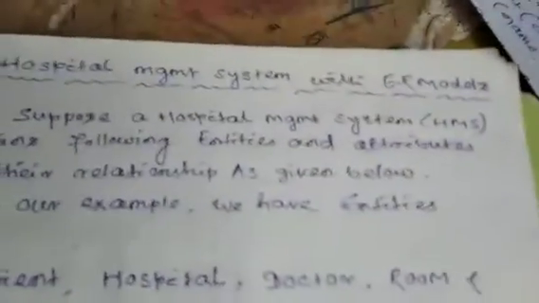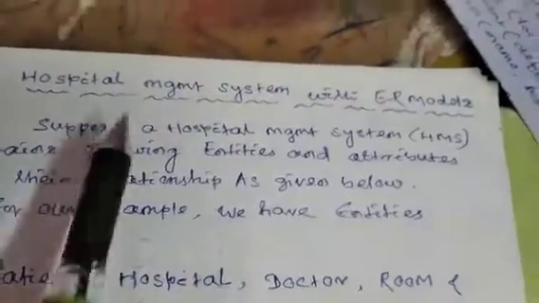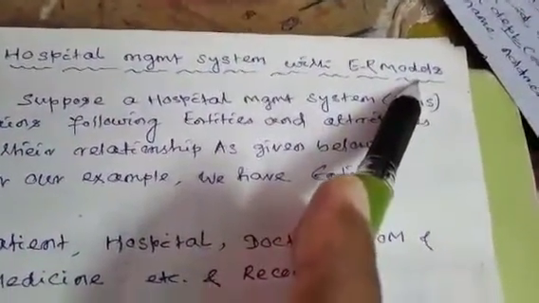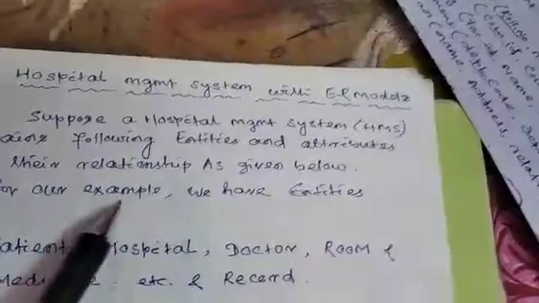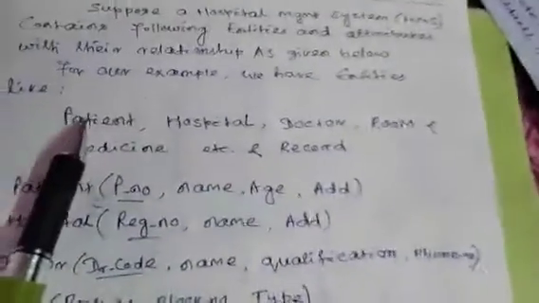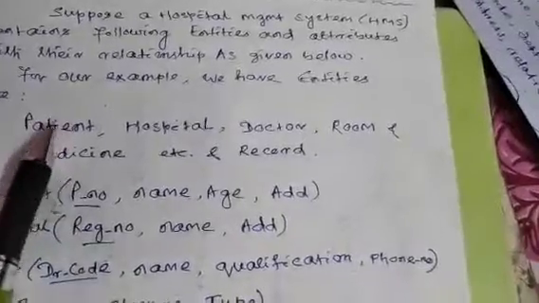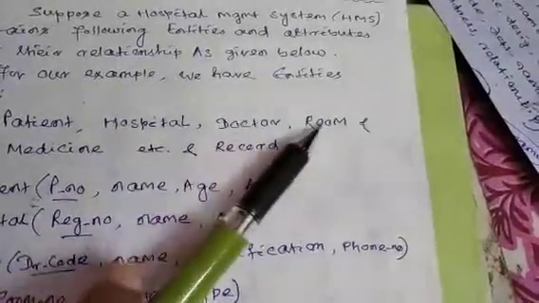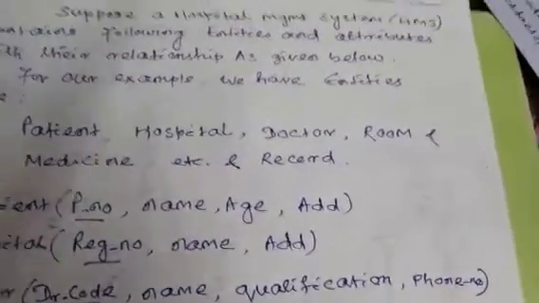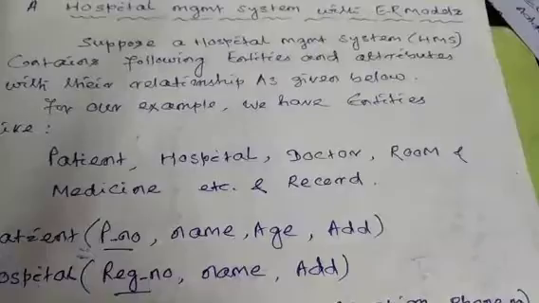Another example, suppose I am giving you a hospital management system with ER models. For our example, suppose a hospital management system contains the following entities. We are giving some entities like patient. A patient must be admitted in a hospital. So patient, hospital, doctor, room, medicines and records. These are the entities for this hospital management system database.